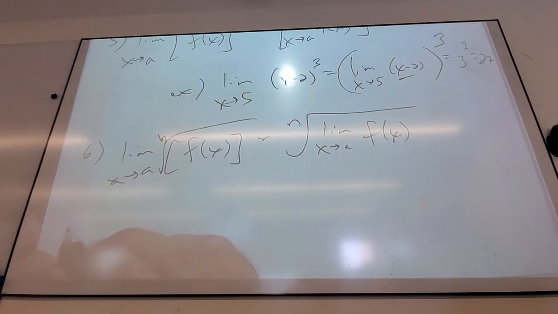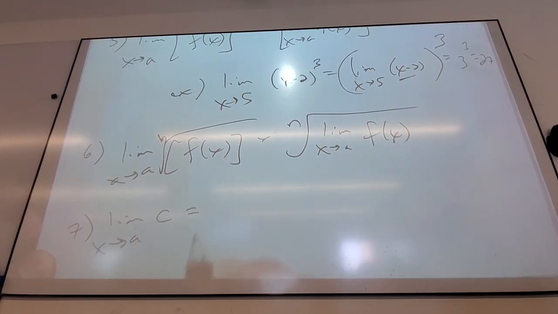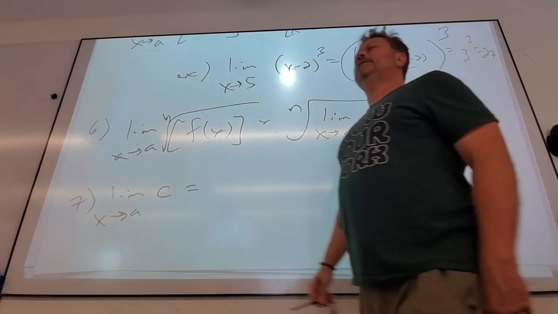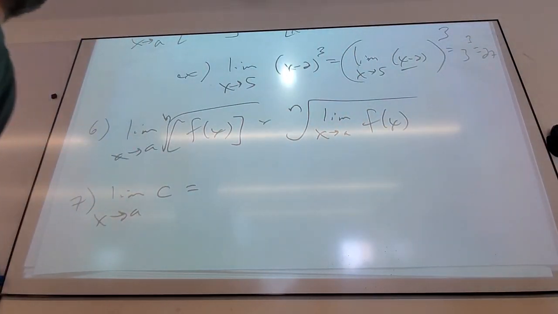What do you think about, all right, this is where we get silly. What do you think about this? This is kind of dumb. What's the limit as x goes to 47.3 of 11? What is the limit of 11 as x goes to 47.3? Does 11 care what x is doing? No. So it's 11.